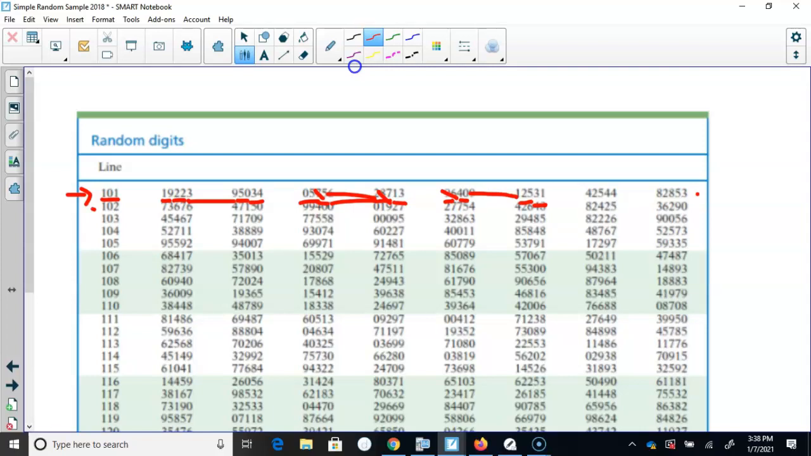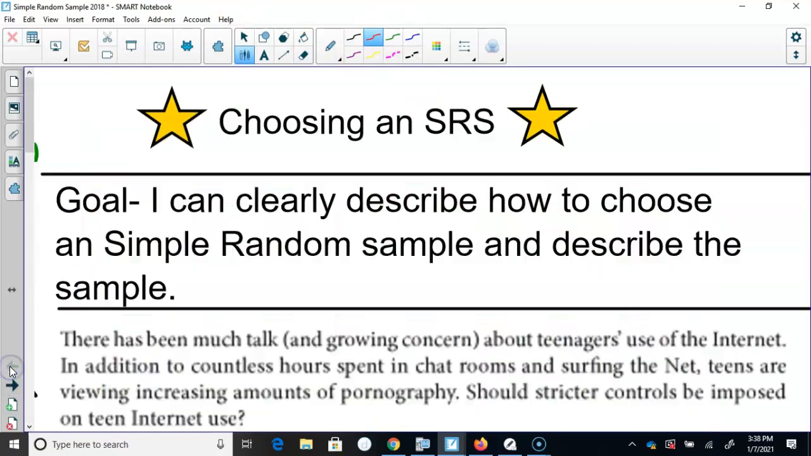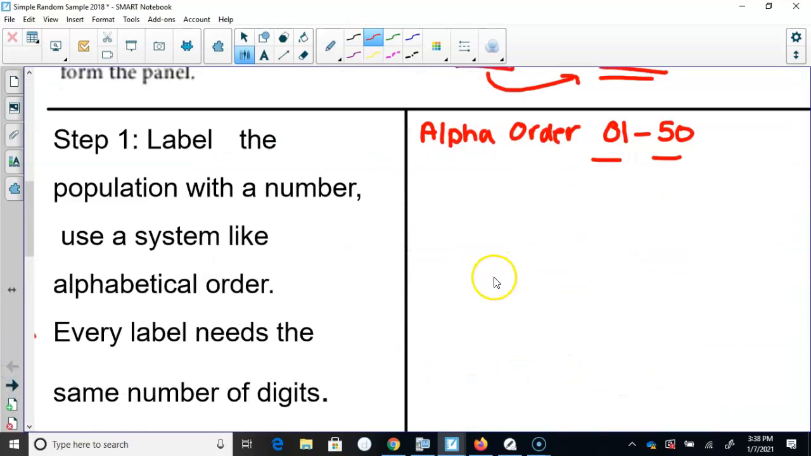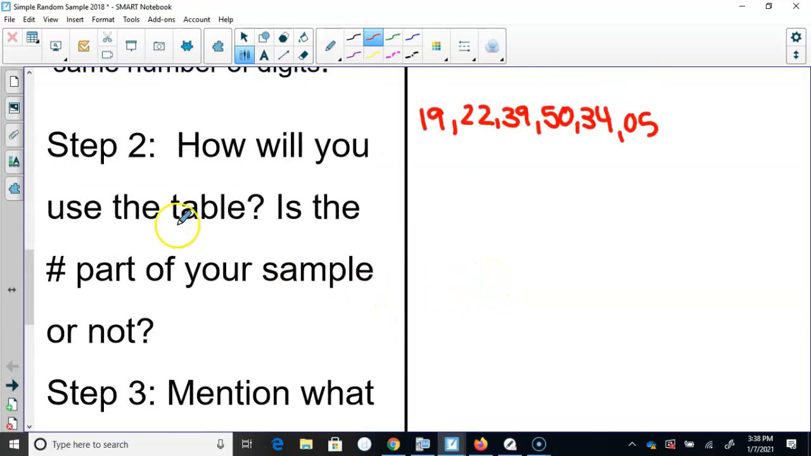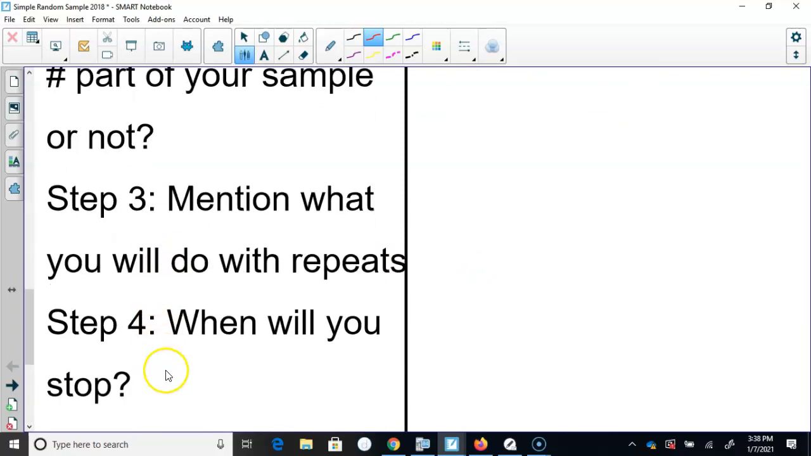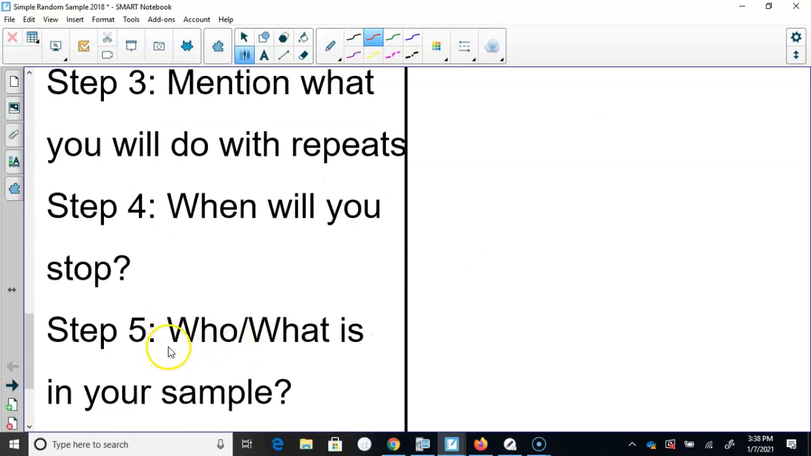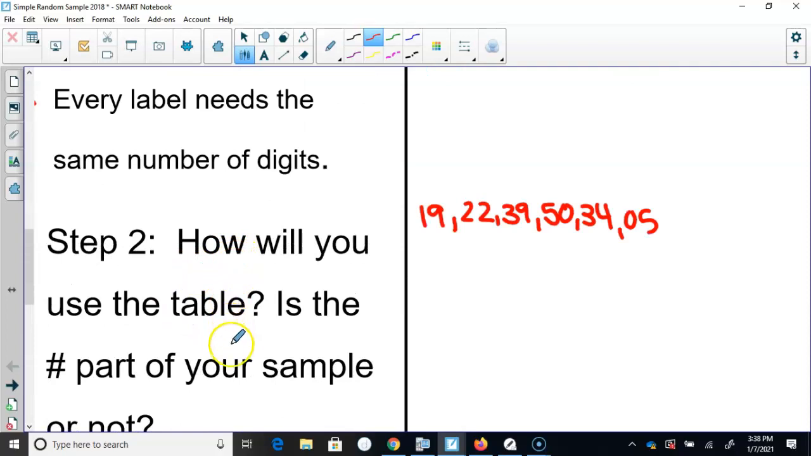What if there's a repeat? We can't use repeats. Why? We can't use repeats because it's a person. They can't do it twice. So what do I need to do now? I need to, in steps 2, 3, 4, and 5, this is everything that I just talked about.